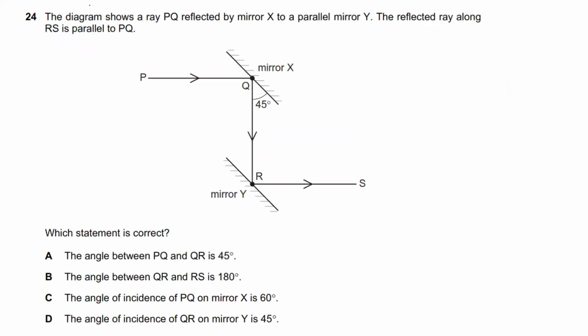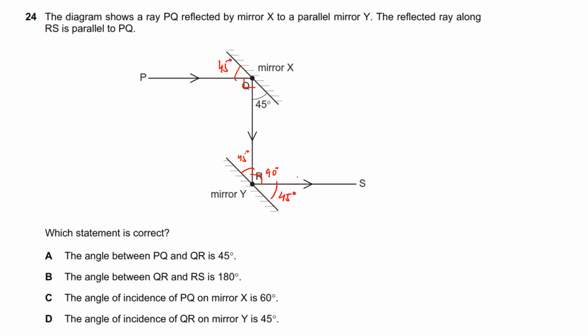Next question, question number 24. It says the diagram shows a ray PQ reflected by the mirror X to a parallel mirror Y. The reflected ray along RS is parallel to PQ. So which statement is correct? The angle between PQ and QR. This angle is 90 degrees. This angle is 45 degrees. Again, this angle is 45 degrees. This angle is 90 degrees. This angle is 45 degrees.